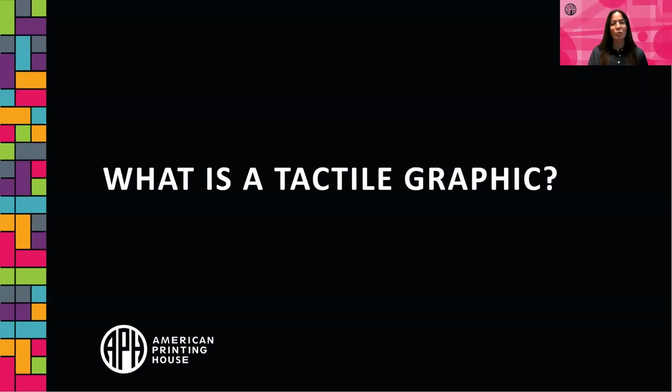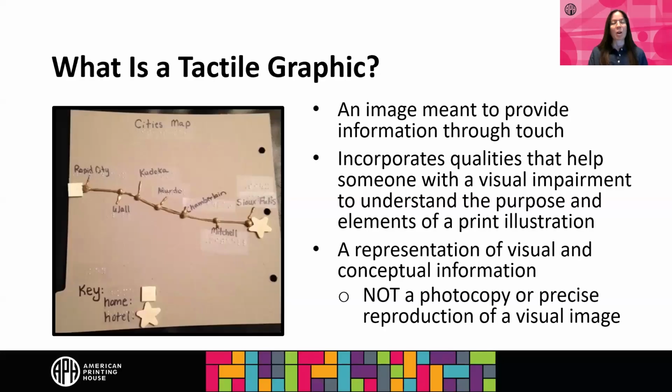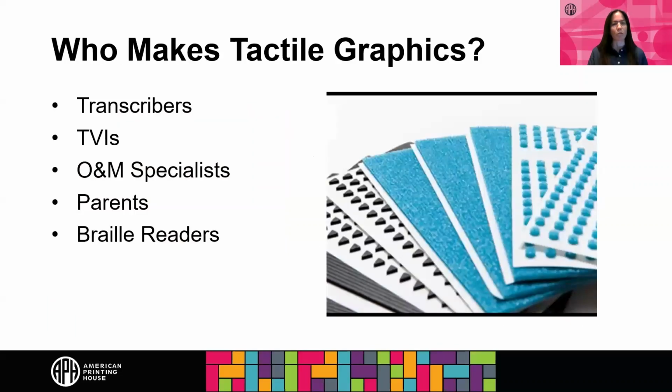So first, by way of introduction, a little bit of a review. We all know that a tactile graphic is an image that provides information through touch. And it has qualities that allow someone who has a visual impairment to understand the purpose and elements of a print illustration. But tactile graphics are very special because they are representations of visual and conceptual information. They're not photocopies or precise renderings of visual images. They're very unique and individual.